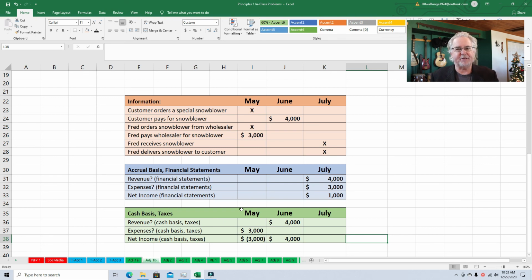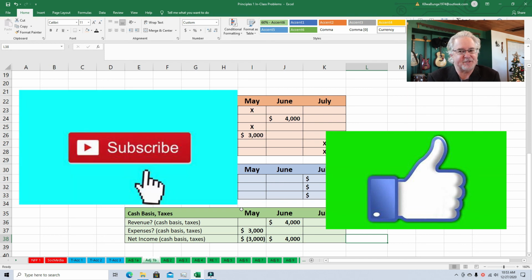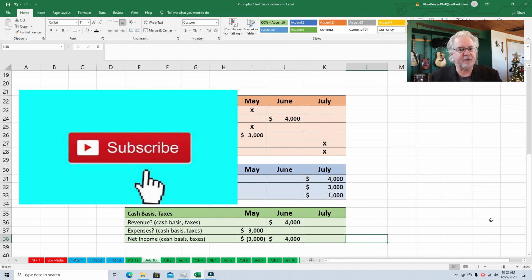But if you're a small business and all you're worried about is paying your taxes and that kind of thing, the cash basis is pretty good. And by the way, we pay our bills with cash too, right? So the cash basis is not a bad way to do things. But it's not allowed under generally accepted accounting principles. All right, so there we go.